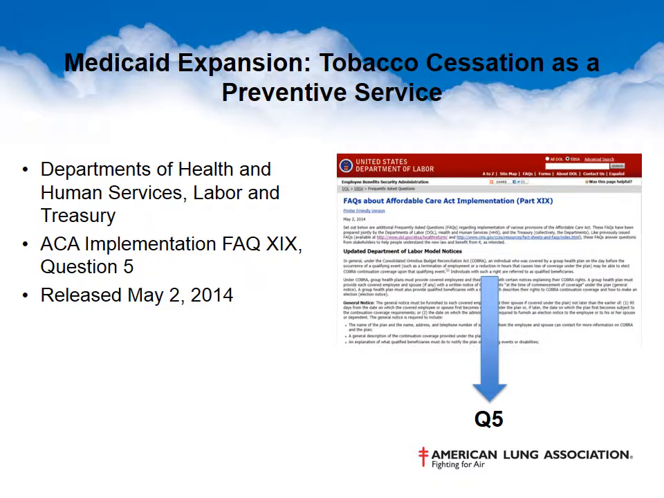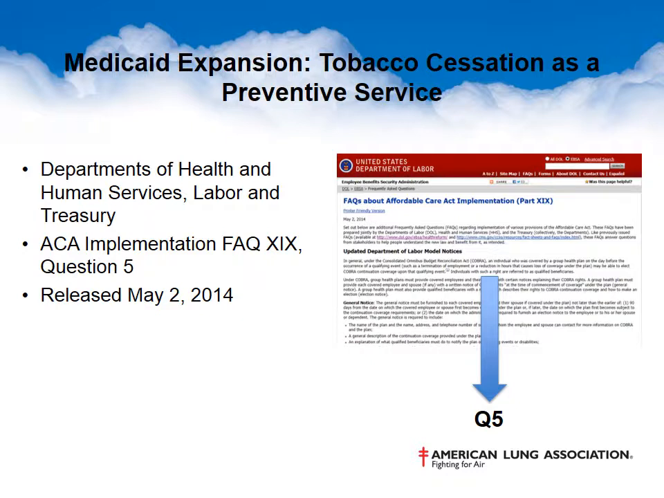Thankfully, in May of 2014, the departments implementing the ACA released some guidance on this. So some further clarification in the form of an FAQ, a frequently asked question. It was released by the Departments of Health and Human Services, Labor, and Treasury. Those are the folks implementing the ACA. And you can see the number of the FAQ here. They release these FAQs all the time. And this particular one was about preventive services and tobacco cessation.